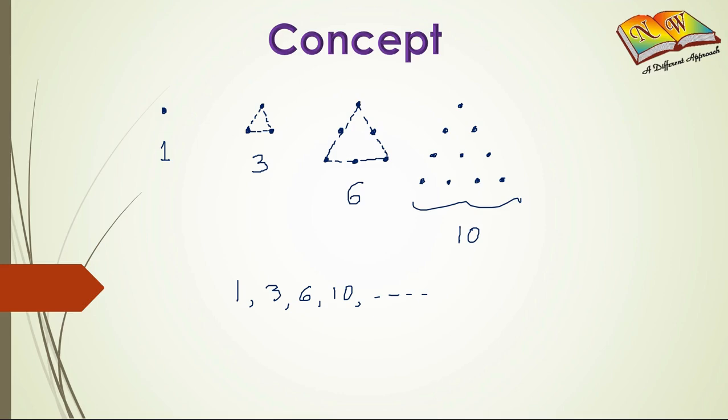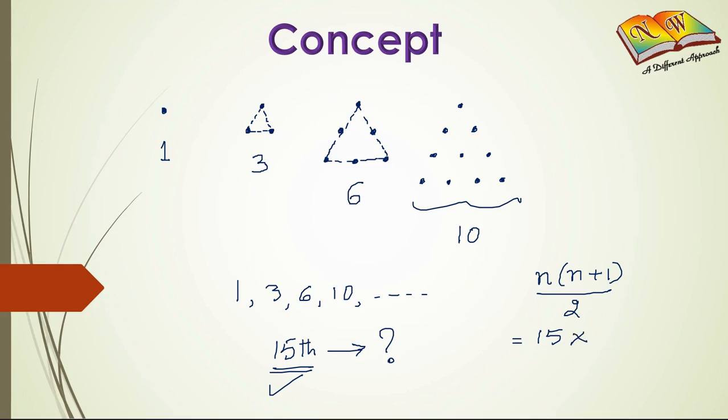How do you find how many stones have to be placed in the 15th triangular number? There is a general formula for that, and the general formula is n times (n plus 1) upon 2. So if I want to find the 15th triangular number, I just have to put n equal to 15 in this formula, which will give me 15 times (15 plus 1), 16, upon 2, which is 15 eights are 120, and this forms the 15th triangular number.